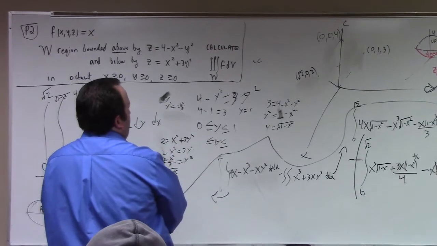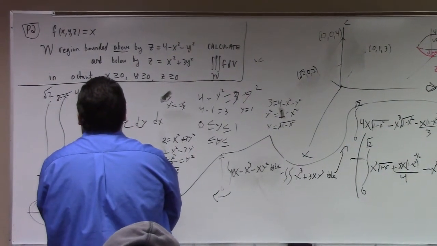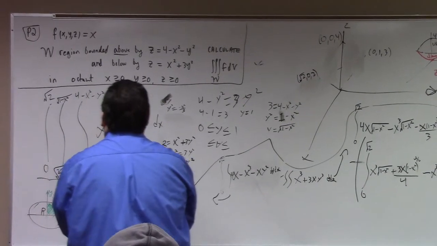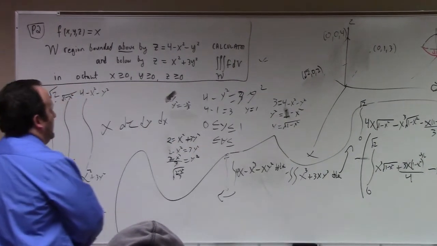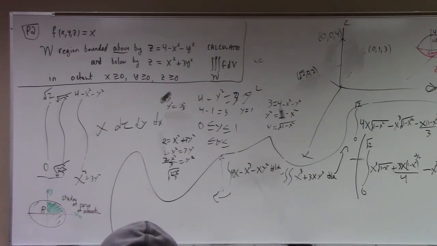Oh, why did I do this to us? So we have a function f of x, y equal to x. W is the region bounded above by the paraboloid which opens down, 4 minus x squared minus y squared equals z, and below by the paraboloid which opens up, x squared plus 3y squared equals z. One of those is circular, one of those is elliptical, right? So the way they intersect, it's not nice.